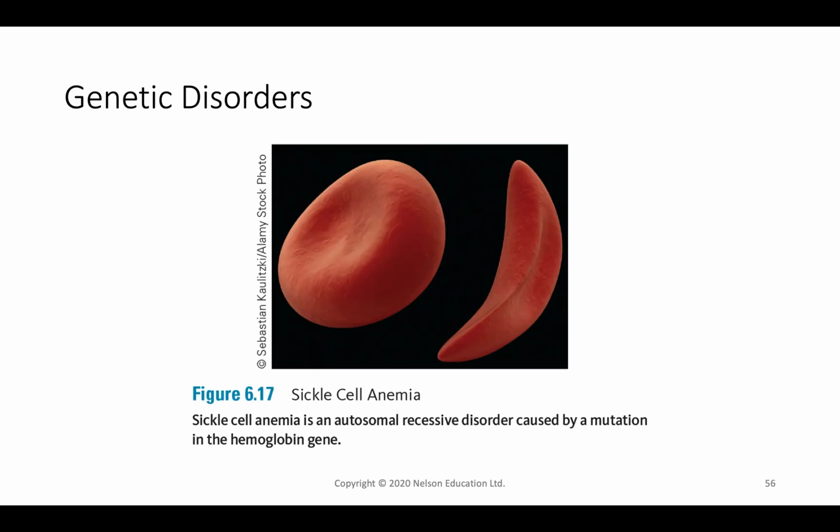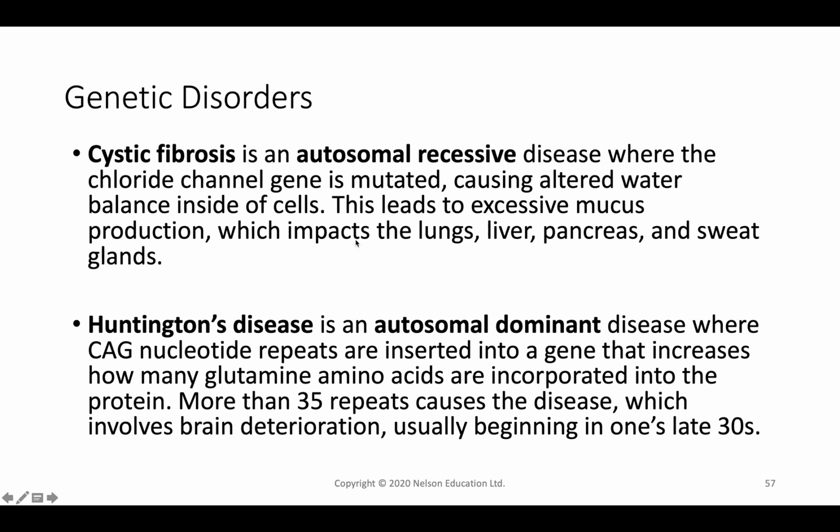Here's sickle cell anemia. Sickle cell anemia is caused by, again, a mutation in the hemoglobin gene. It's called sickle cell anemia because this literally looks like a sickle, right? Like a scythe that you might use to chop down grass. And as you might imagine, the oxygen carrying capacity of this particular cell is drastically reduced compared to the normal red blood cell. Another autosomal recessive disorder is cystic fibrosis. There's a mutation in a chloride channel gene, which causes a disruption in the water balance inside of their cells, which means that they have too much mucus produced. Increased mucus is going to impact lung function as well as liver function, pancreas function, etc.